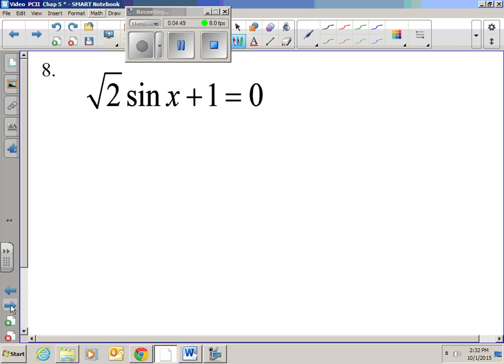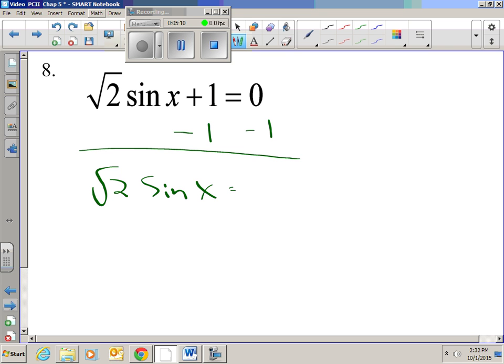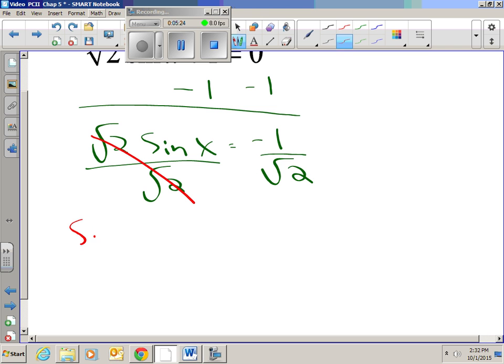Okay, let's do one here. We want to solve this for x. Let's do this right now as the periodic solution, 0 to 360 in degrees. First thing I'm going to do is solve for the trigonometric function by subtracting 1 from both sides. So now I have root 2 sine x is equal to negative 1, and I'm going to divide both sides by root 2. So now I have sine x is equal to negative 1 over root 2, which of course is equal to negative root 2 over 2.